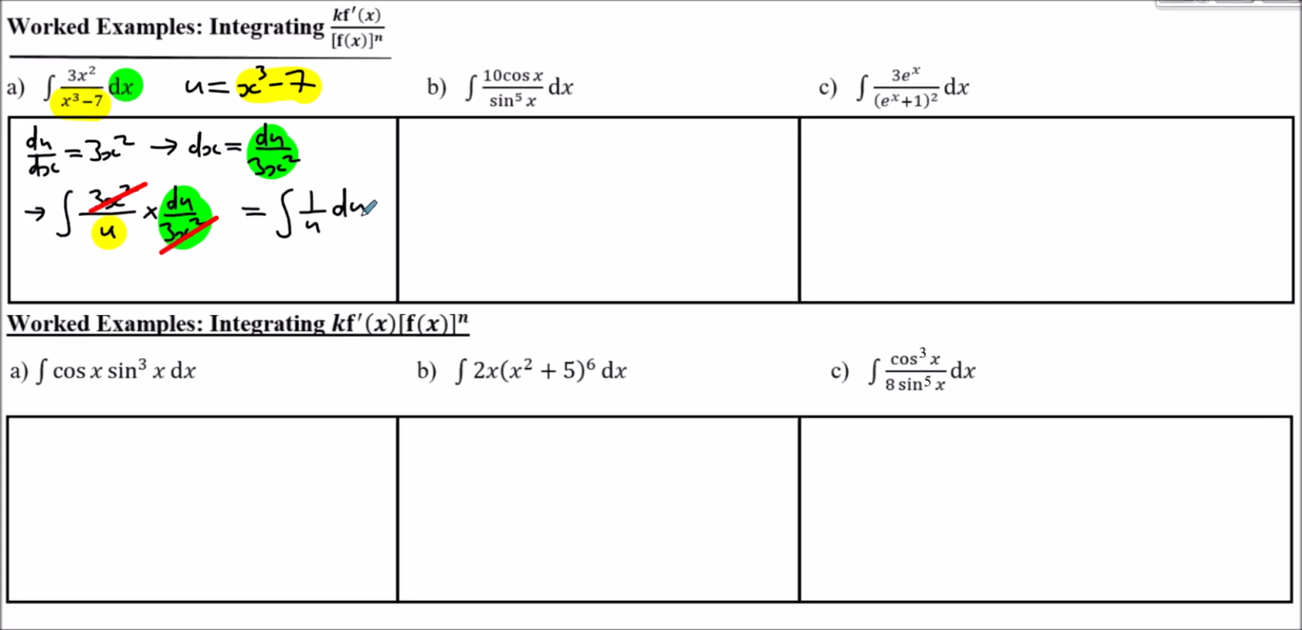That's a standard result which we need to know. If you're integrating 1 over u with respect to itself, that's going to give us ln of u. So we get ln mod of u plus, of course, c. Fill in what u was, revert back to the original variable. So ln of u, which is x cubed minus 7, plus c.